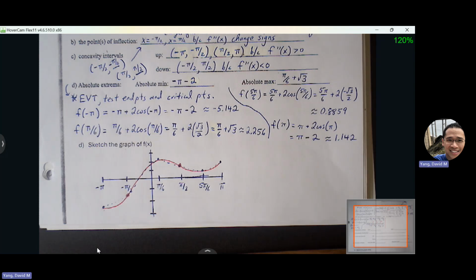Page 14 has all the derivative rules that you need to know. All right, so if I just come around and check you off, page 7 through 9.